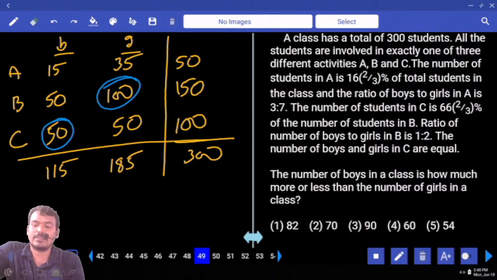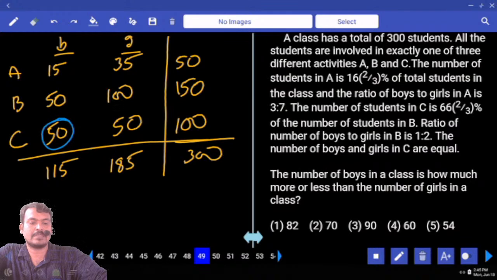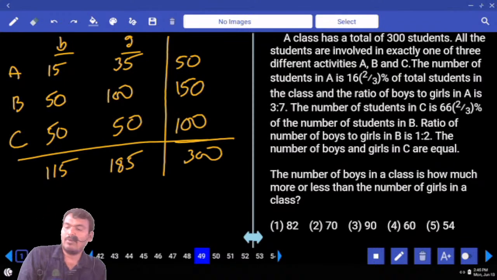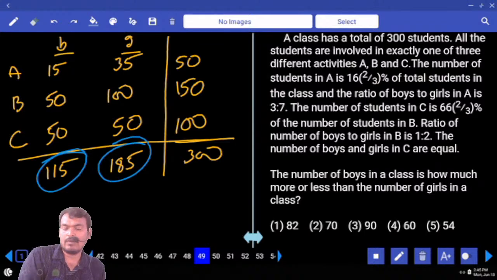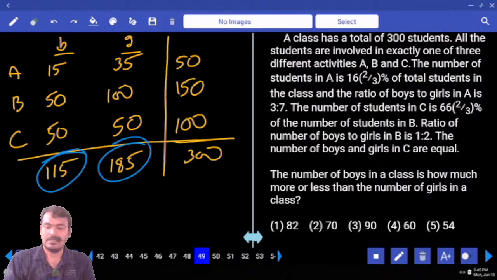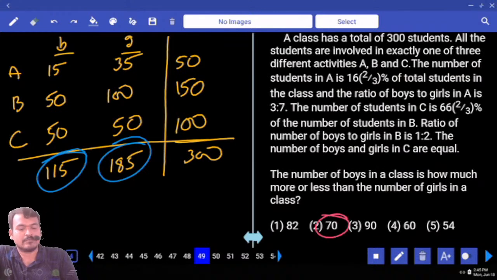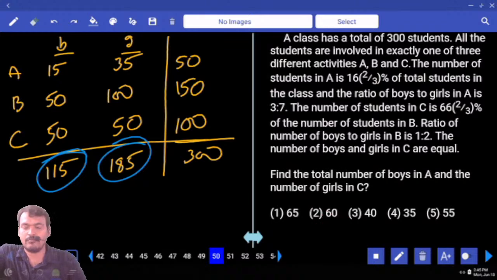Next question number 49. The number of boys in class is how much more or less than the number of girls in a class? In the previous question percentage was required, but in this question value is required or not? Either more or less. Boys in a class, total boys are how much? 115. Total girls are 185. What is the difference? 70 or not? 70 or 75? 70.